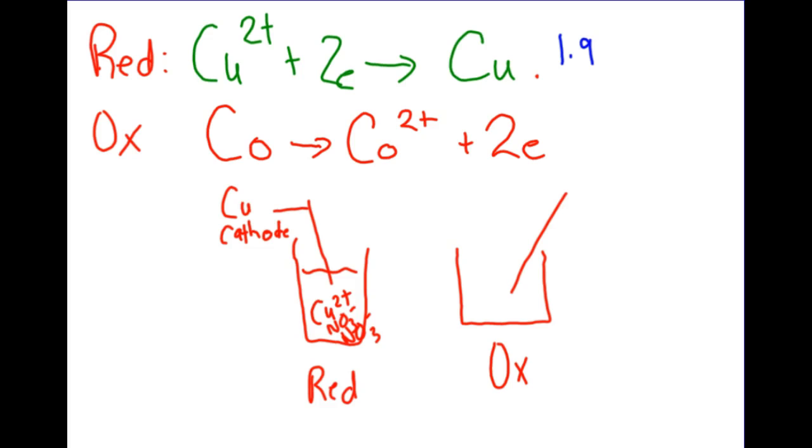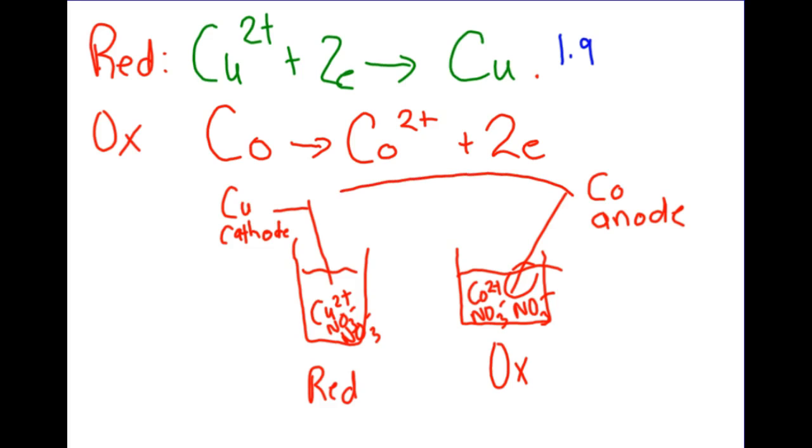In the next beaker, we have a strip of cobalt. We must have cobalt 2 positive ions and nitrate ions. It is this area where the cobalt will actually lose electrons and be oxidized right here. This makes cobalt the anode. The electrons will travel from the site of oxidation to the site of reduction.